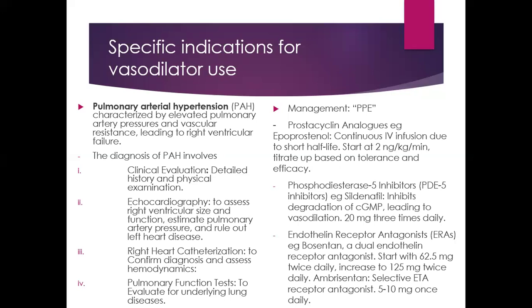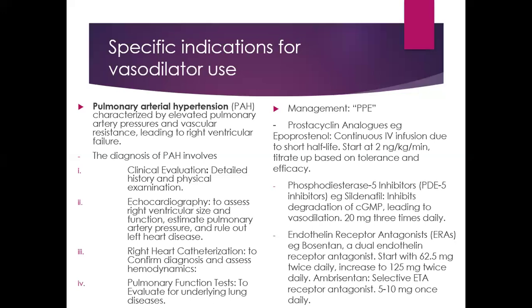We use the prostacyclin analog, which studies have shown is the first choice in the management of pulmonary hypertension. You give a continuous IV infusion because it has a very short half-life, and you start with 2 nanogram per kg per minute. Phosphodiesterase 5 inhibitors like sildenafil inhibit degradation of cyclic GMP, which leads to vasodilatation.